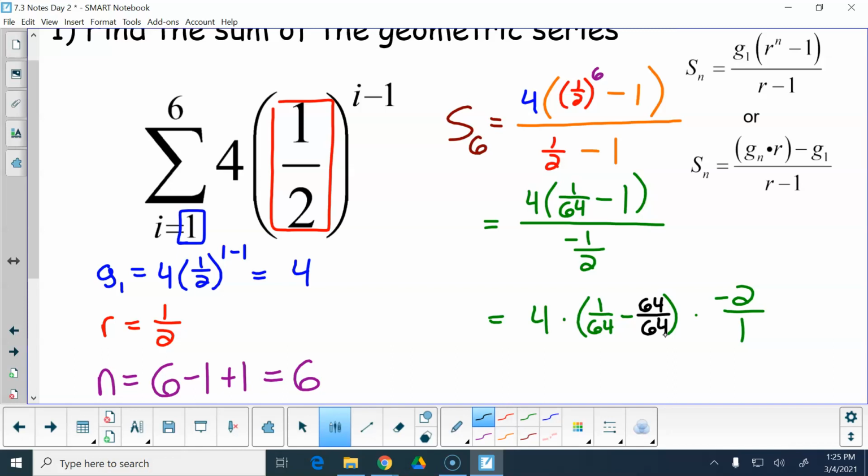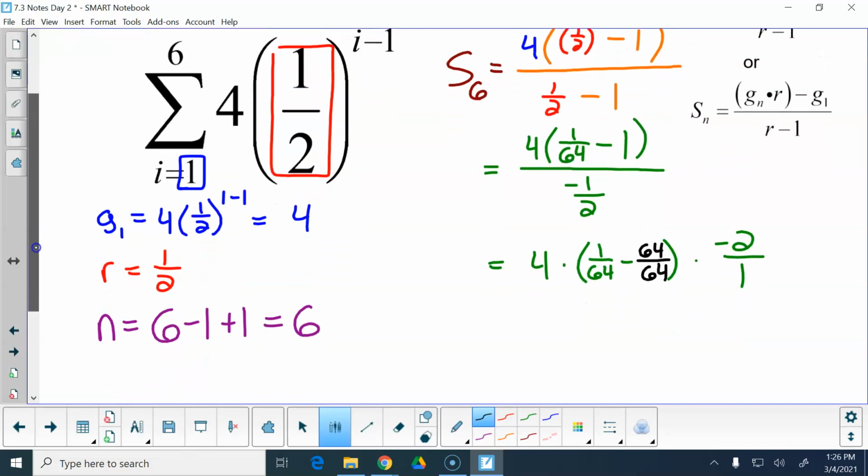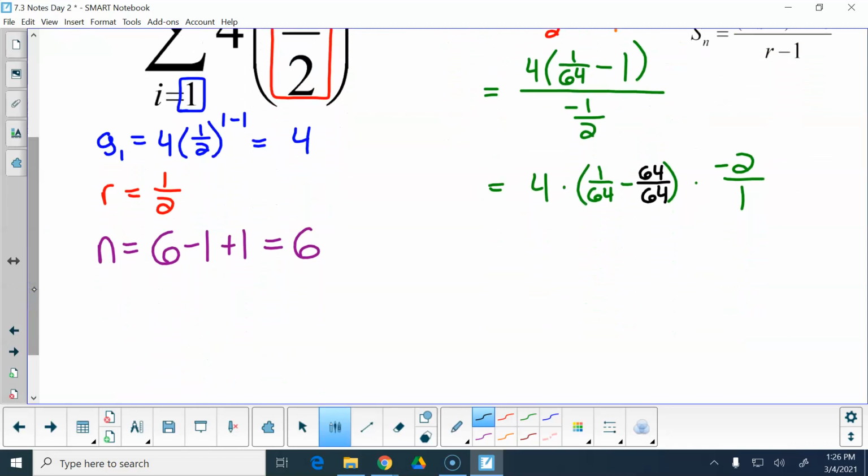Common denominator. We're going to add and subtract fractions. We got to have a common denominator. So 64 divided by 64 is 1. So it's the same thing. Yeah? So 4 times negative 2 is negative 8. 1/64 minus 64/64 is negative 63/64.